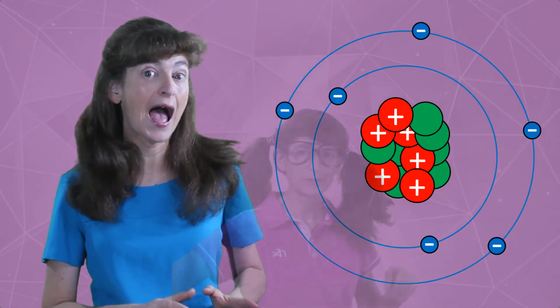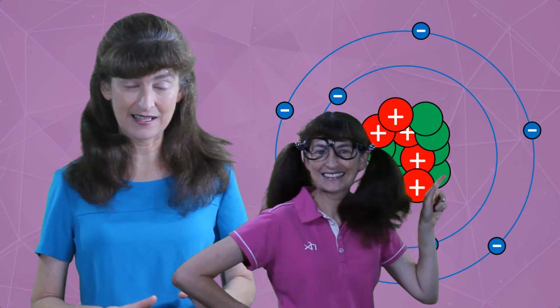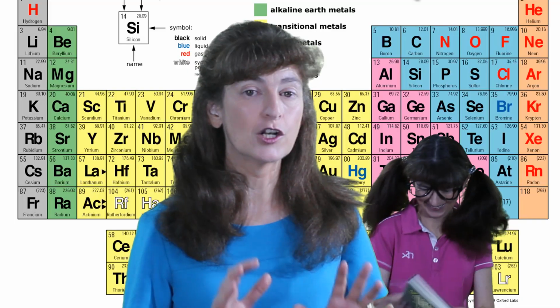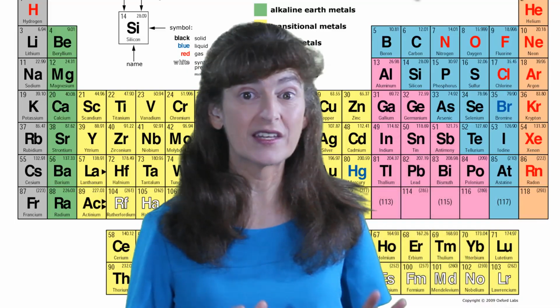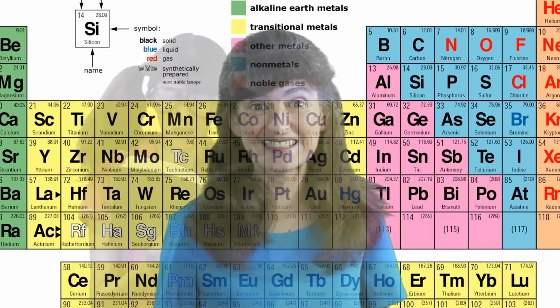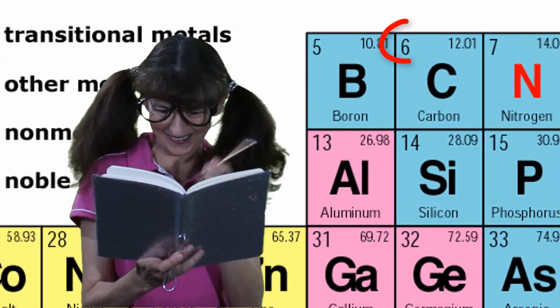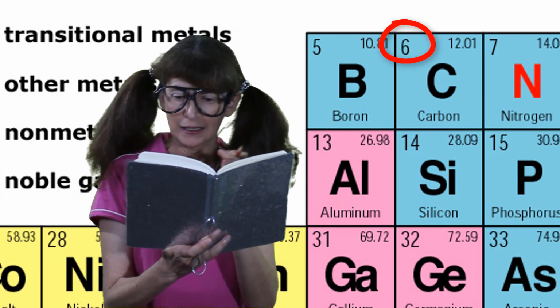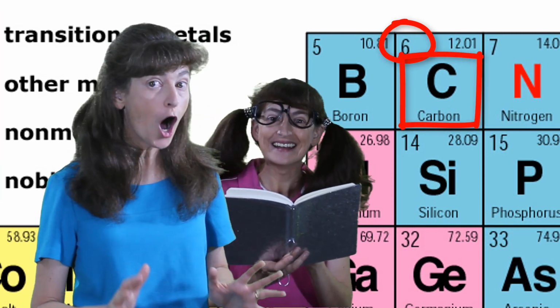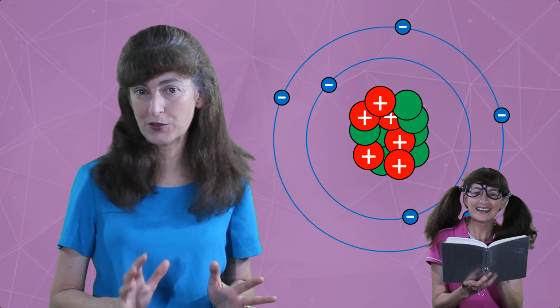Now, how many protons does this atom have? 1, 2, 3, 4, 5, 6. That tells us which atom it must be. Does? How? Well, get your periodic table and look for the element with an atomic number of 6. Atomic number is the small number, so 6. Carbon. All carbon atoms have 6 protons.